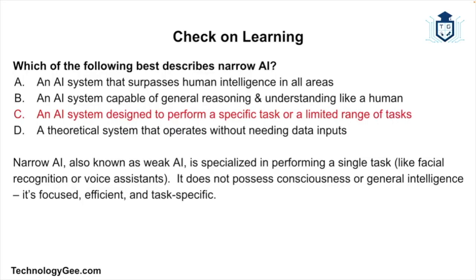And the correct answer is it is an AI system designed to perform a specific task or a limited range of tasks. So narrow AI, which is also known as weak AI, is specialized in performing a single task like facial recognition or voice assistance.